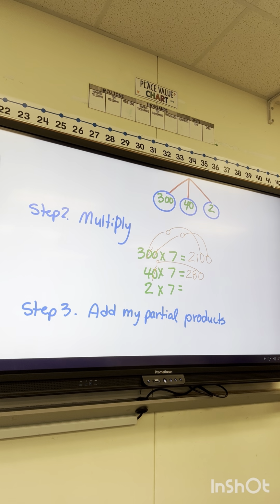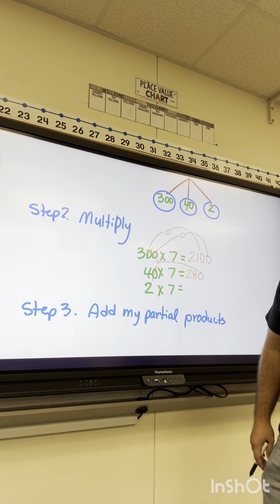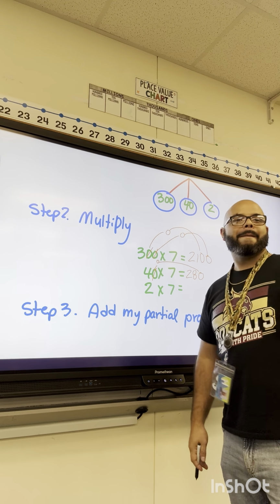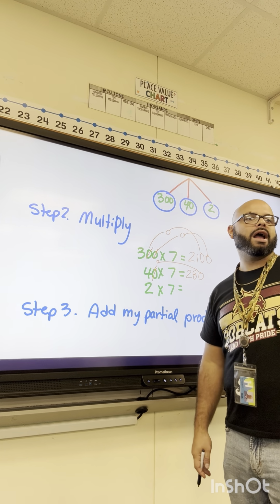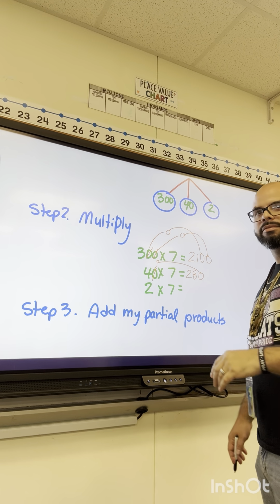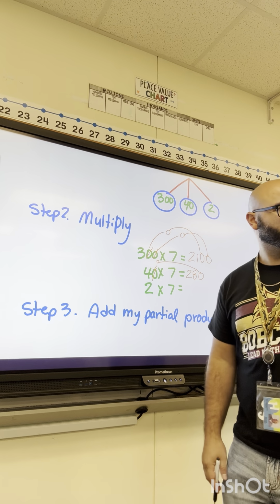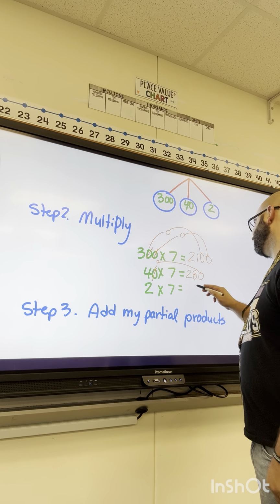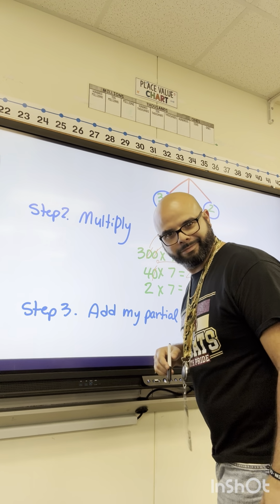How about 2 times 7? If they don't know what 2 times 7 is, let's go. I can count to 3. 3, 2, 1. Did I hear 40? No. 14. Okay. All right.